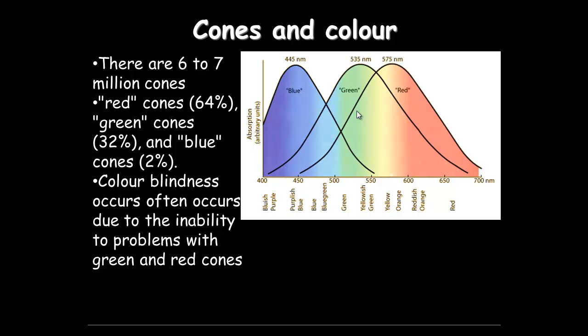Now, colour blindness occurs most often due to the inability to distinguish between the red and the green cones. So often people who are colourblind just struggle to distinguish between those two colours and to work out subtleties in shading in that area.